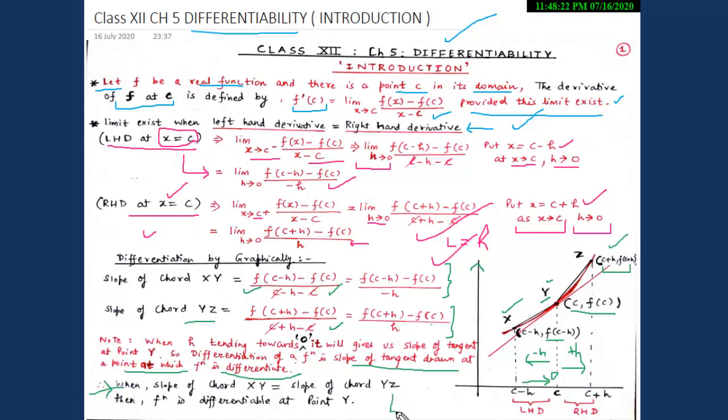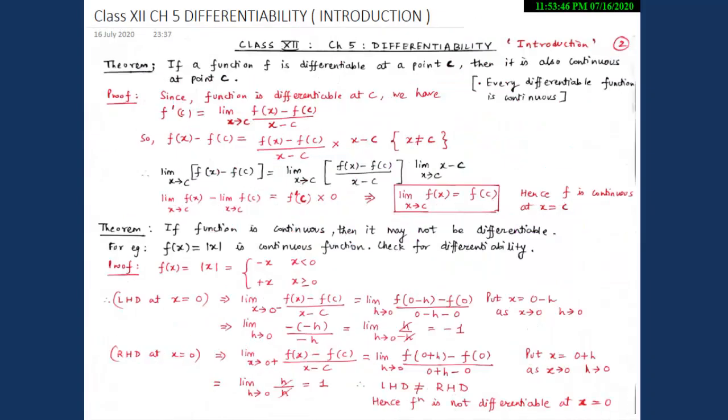So, from here, student, we can say that our function is differentiable at point y. And now we will do the proof of our first theorem, which is that if a function f is differentiable at a point c, then it is also continuous at point c.